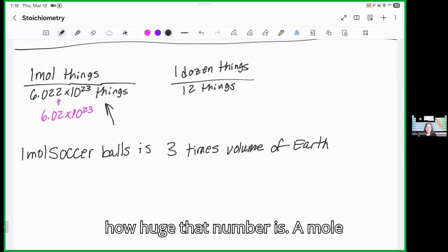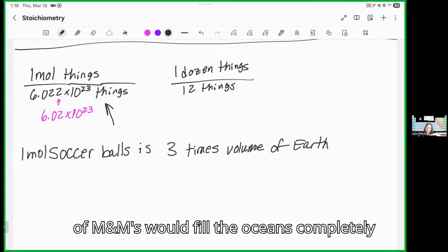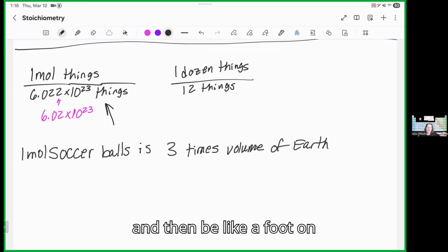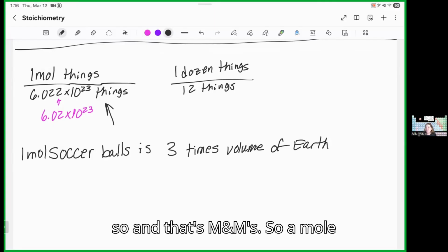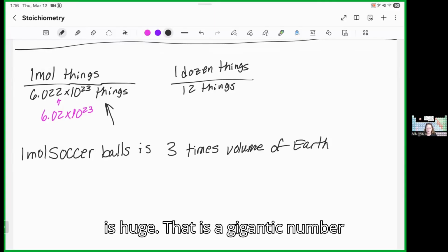A mole of M&Ms would fill the oceans completely and then be like a foot deep on all of the planet Earth after having filled all of the oceans. Okay, and that's M&Ms. So a mole is huge. That is a gigantic number.